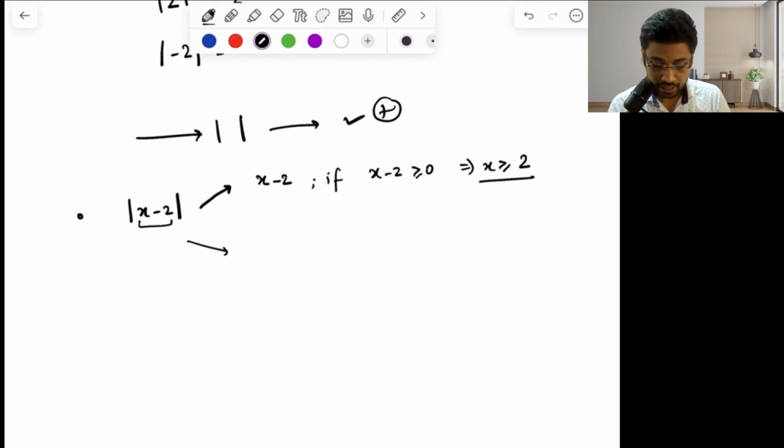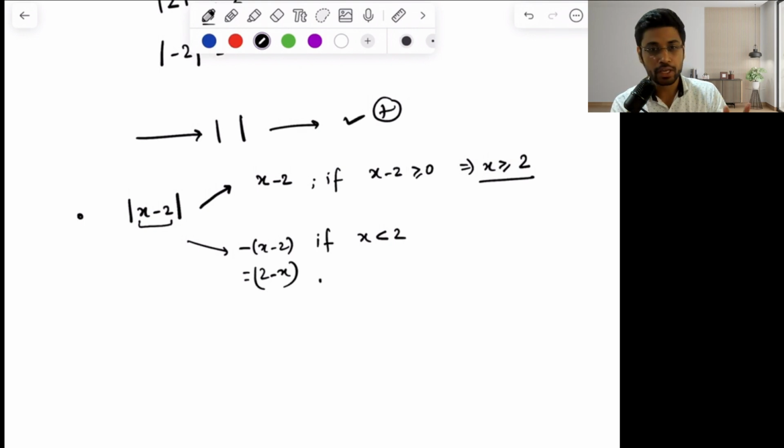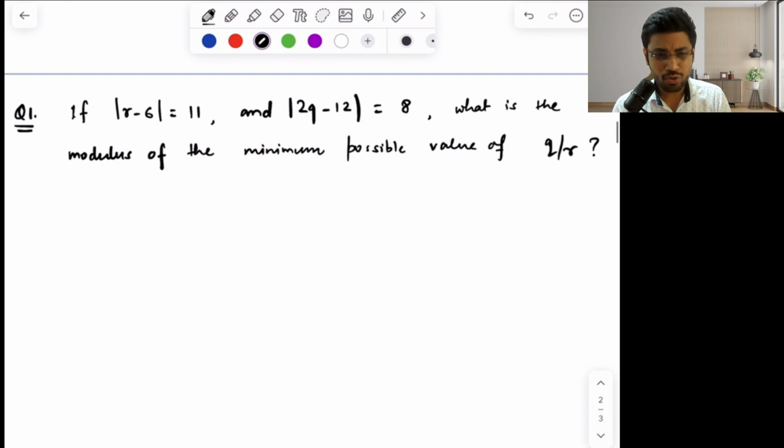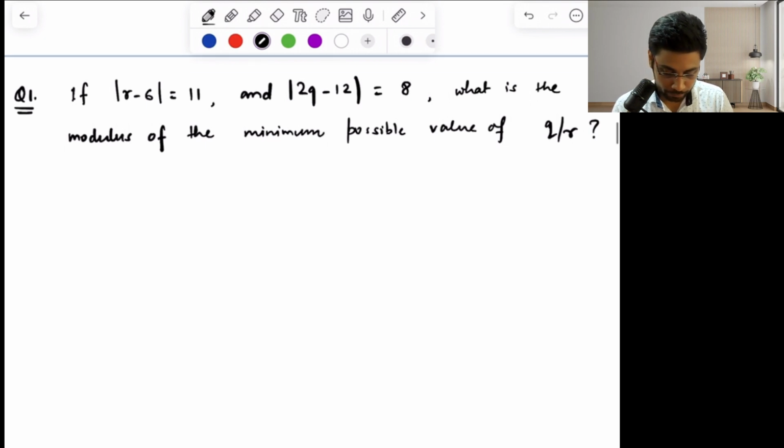In the second case, if x is less than 2, the modulus of x minus 2 will be minus of x minus 2, which is equal to 2 minus x. Okay, so that's how we define the modulus function. And once you are confident about defining a couple of modulus functions, then you are ready to go ahead and solve some problems based on modulus. So let's solve the first question that we have. It was actually a CAT problem, so let's go ahead and solve it.